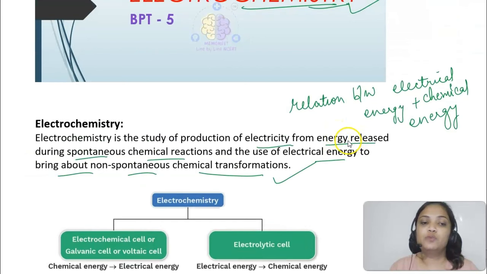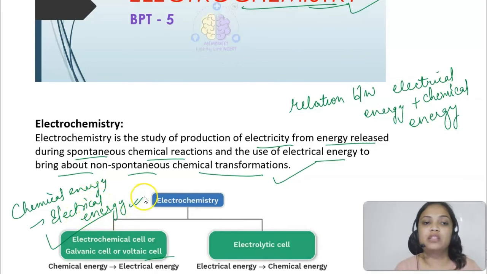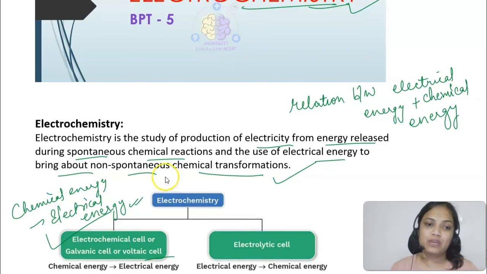The first one is the electrochemical cell. We call it the galvanic cell also, or voltaic cell also. Now what does this cell do? This is the cell that actually converts the chemical energy into electrical energy. Means how the energy that is released during the spontaneous chemical reactions is used to produce electricity. Whatever process happens, we call it the electrochemical cell, or galvanic cell is another name.